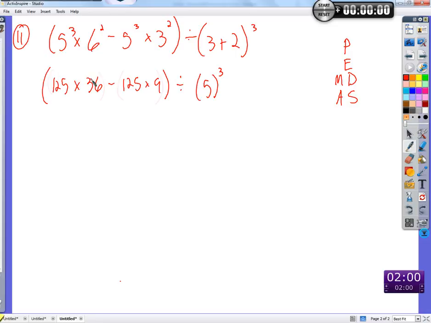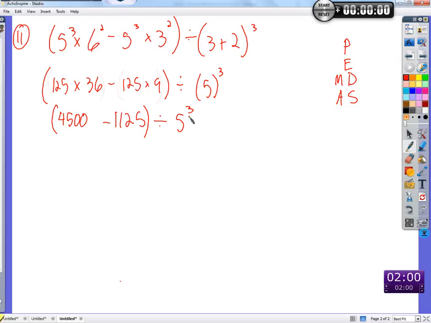So 125 times 36. I don't know what off the top of my head. Surprise, surprise. 4,500. Minus 125 times 9. 1,125. Okay. Have we used up these parentheses yet? Are they done keeping stuff together? No, they still need to do the subtraction. See, the parentheses make me do the subtraction before this division. That's why we use parentheses, because somebody wanted that to happen before the division. In order to make sure that happens, we need to use those parentheses.